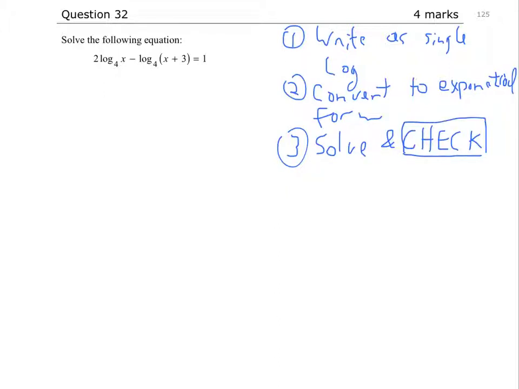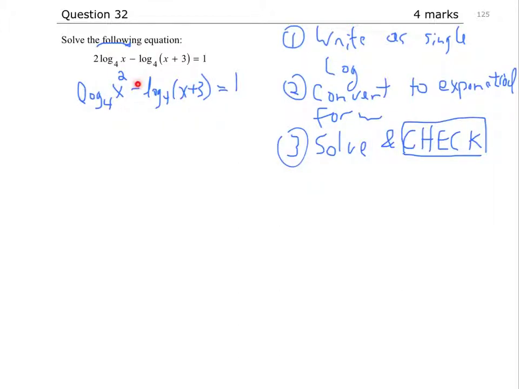Okay, so let's get started. First thing we'll do is use some log rules. Do not make up log rules. So we can bring this up as our exponent. So our first line for me is log base 4 of x squared minus log base 4 of (x plus 3). And now the second, so when we're writing something as a single logarithm, we want to see log once.